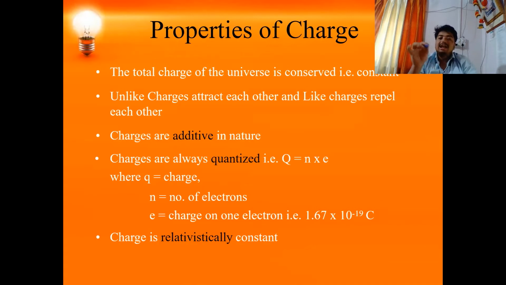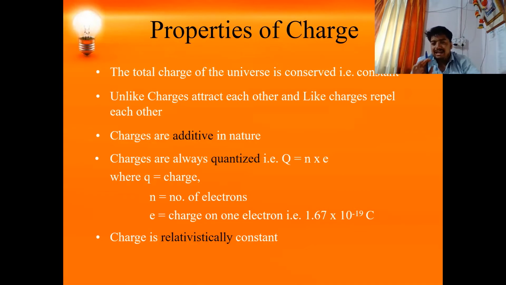Charges are additive in nature. Charges are always quantized, that is, they can be expressed in numerical form. Here you can see, if I want to find a charge, Q is equal to N into E. Like the total charge of a group of electrons is equal to N, the number of electrons, into E, the charge on a single electron.